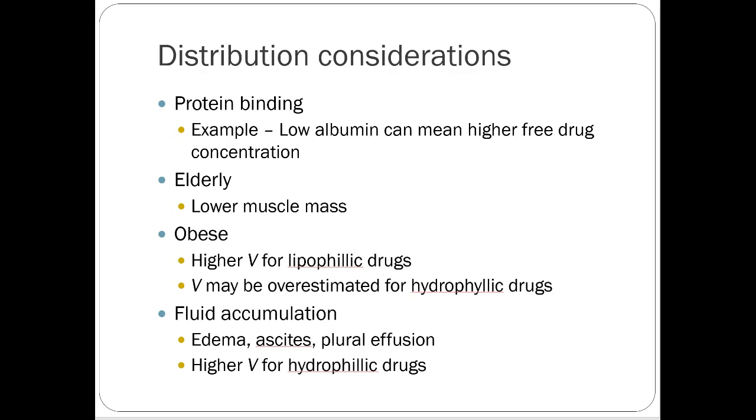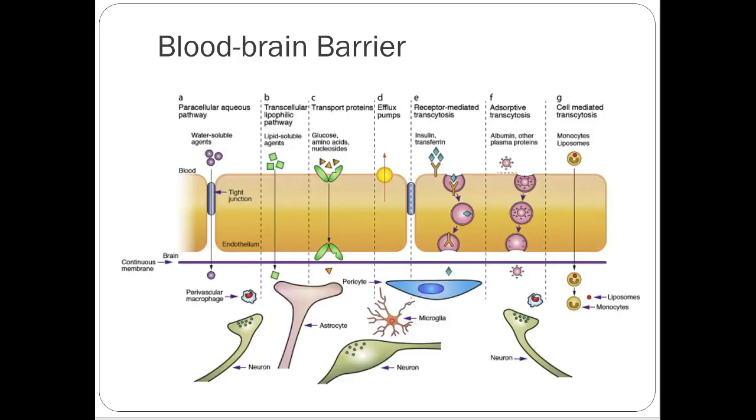Obese patients have a higher V, so they might have an increased amount of drug that's needed to get to that point if they are using a lipophilic drug. If they're using a hydrophilic drug, probably the same as a normal non-obese person who doesn't have the extra fatty tissue. Fluid accumulation, edema, ascites, pleural effusion, all going to have higher volume of distribution for hydrophilic drugs. Again, just something as a background for how drugs are dosed and how we consider drugs.